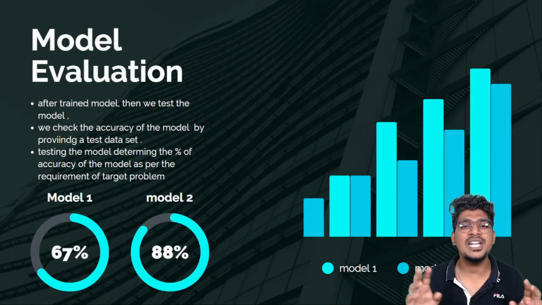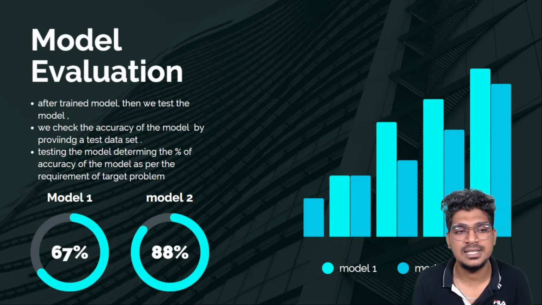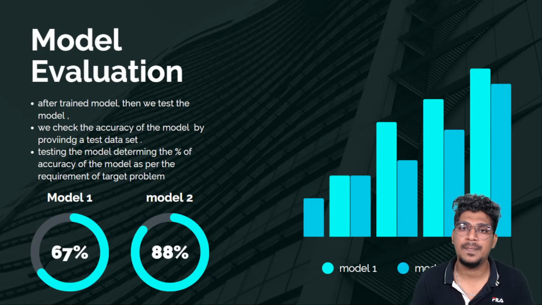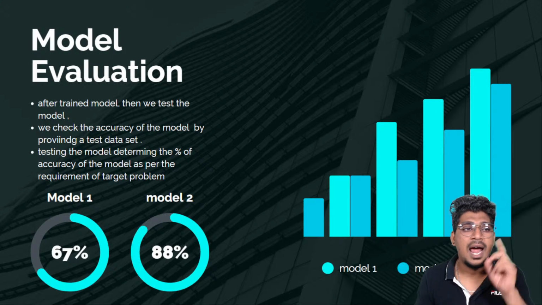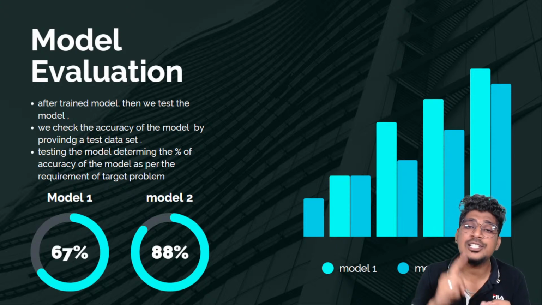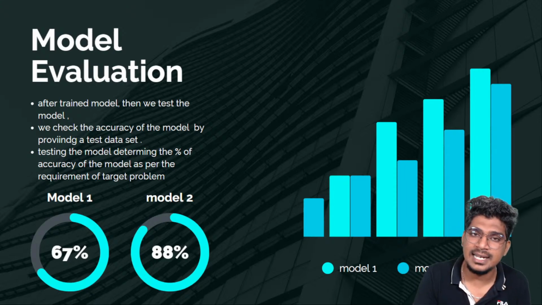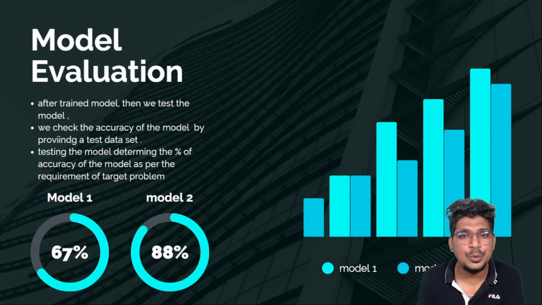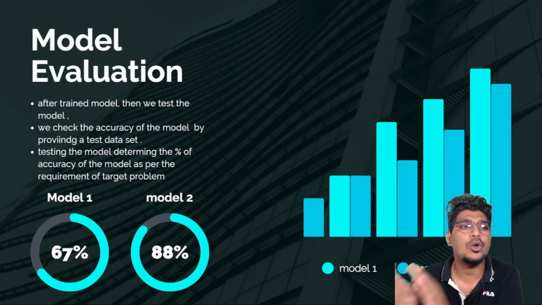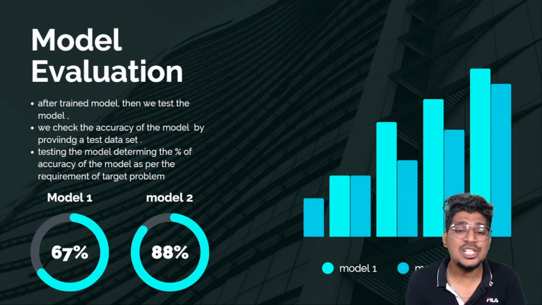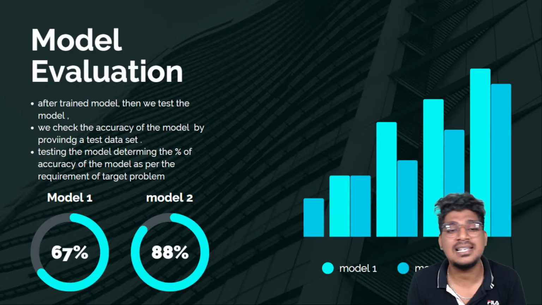That means we need to split the data into two parts first: train data and test data. The train data helps to train the model. What about the test data? The test data helps to calculate the accuracy score of the particular model. So we can check the accuracy of the model by providing the test data set here.